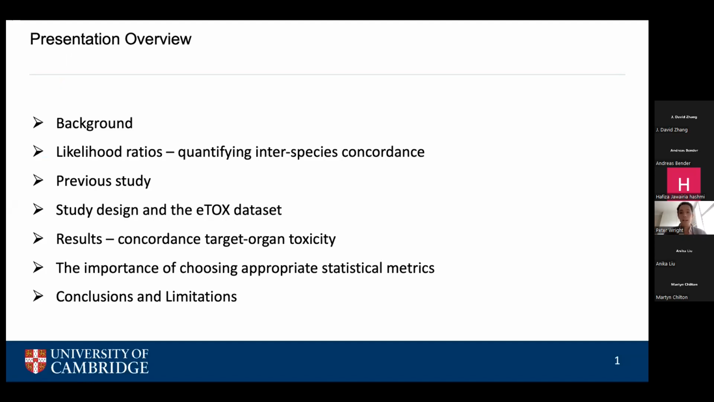I'll then talk briefly about likelihood ratios, which are a statistical method to quantify concordance of toxicity, so how predictive toxicity is between species. I'll then talk about a previous study, of which there's only one, and in light of its limitations, move on to the study design in the present study. I'll then talk on one specific result, which is the concordance of target organ toxicities between animal species. Finally, I'll discuss the importance of choosing appropriate statistical metrics when trying to quantify things like concordance, because they can lead to quite different conclusions. And finally, some conclusions and limitations of the work.